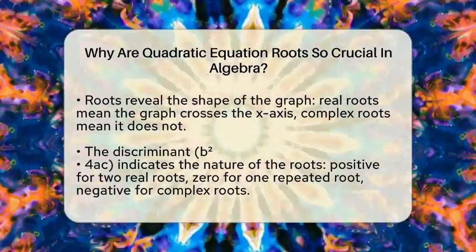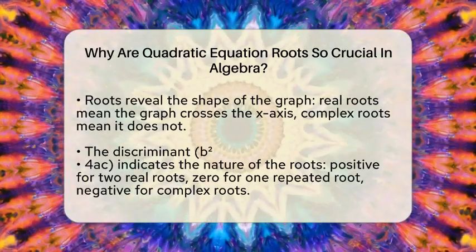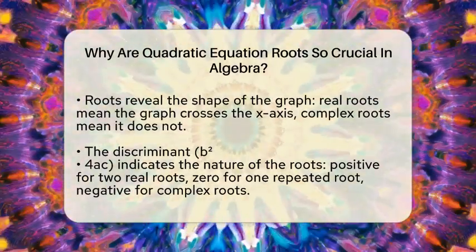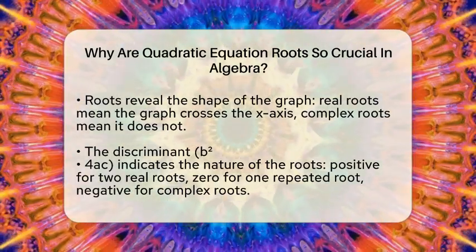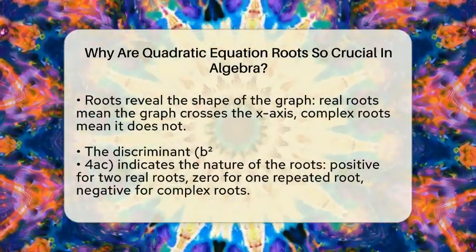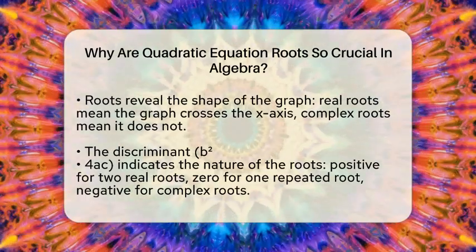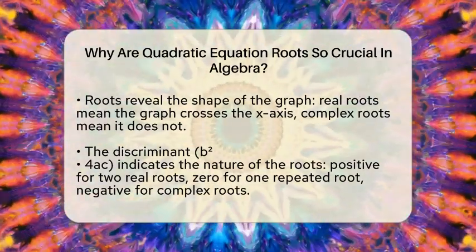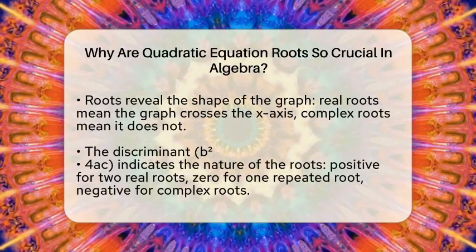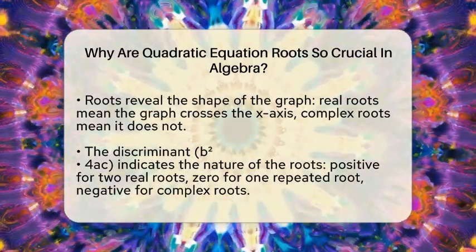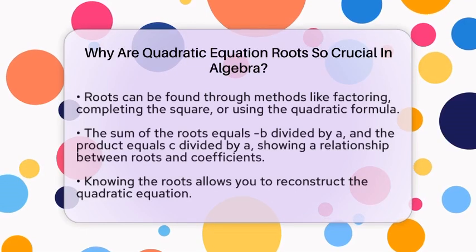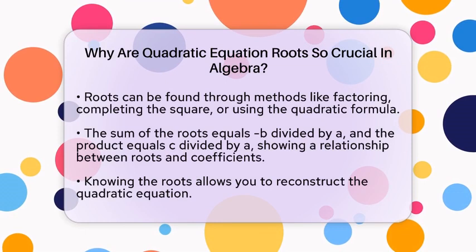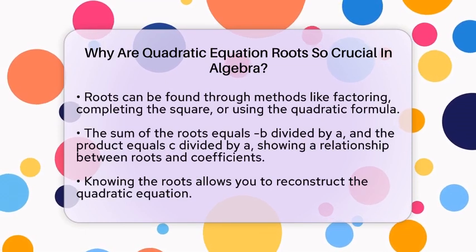Think of the roots as clues to the shape of the graph. If the roots are real numbers, the graph crosses the x-axis at those points. If the roots are complex, the graph does not touch the x-axis at all. The discriminant, which is b squared minus 4 times a times c, helps us figure out the nature of the roots. If the discriminant is positive, there are 2 different real roots. If it is 0, there is just one real root, which is repeated. If it is negative, the roots are complex numbers that come in conjugate pairs.